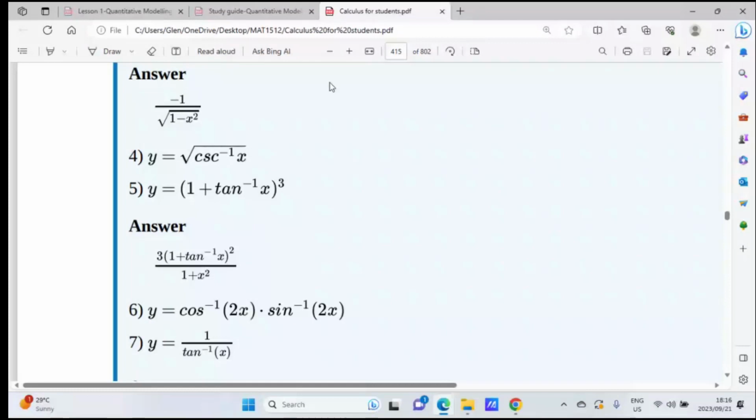Because you have an outside exponent, which is your cubed, you can take that cube to the top. Then you have tan inverse.